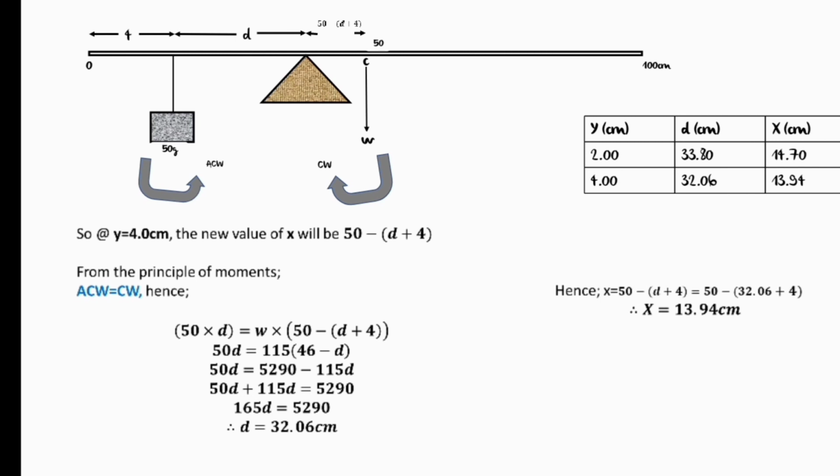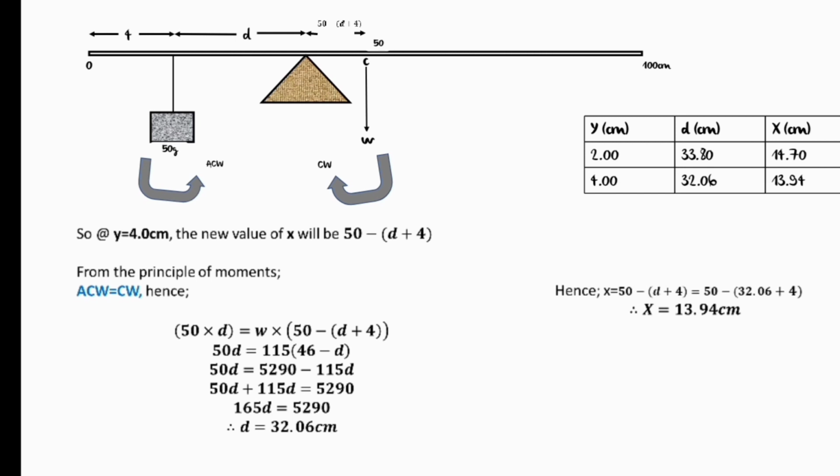So if you know your math well, you will understand this. The position of the x, which is the distance between the center of gravity and the pivot, will be 50 minus d plus 4. Now, from the principle of moments, which we know anti-clockwise moments must equal clockwise moments, so we now do 50 times d is equal to w times 50 minus open bracket d plus 4.